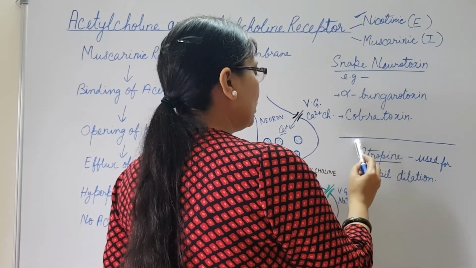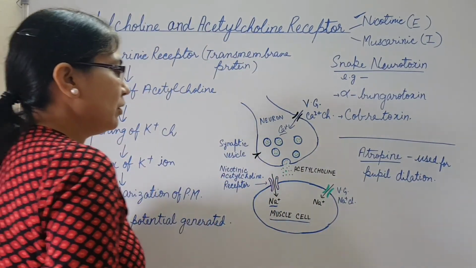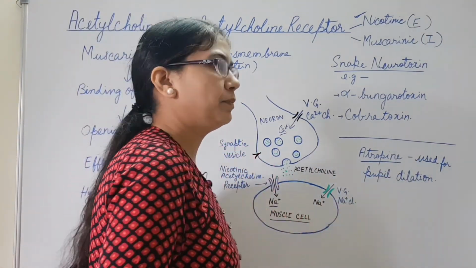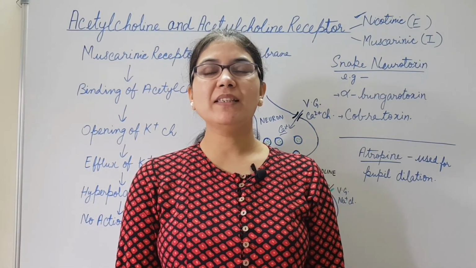Atropine, which is obtained from Atropa belladonna, when it binds with the muscarinic receptor, inhibits its function and it is used for pupil dilation. So this is all for chemical synapses.